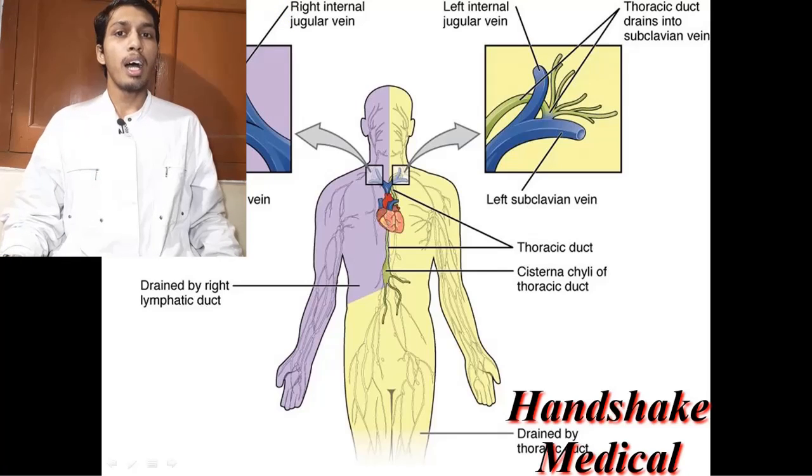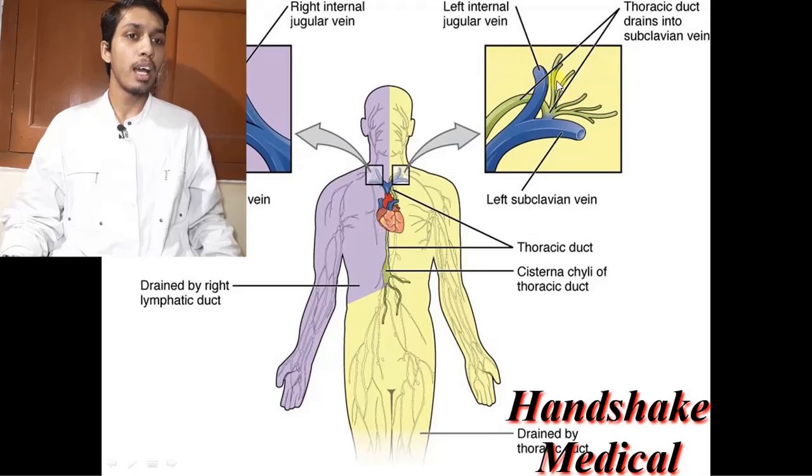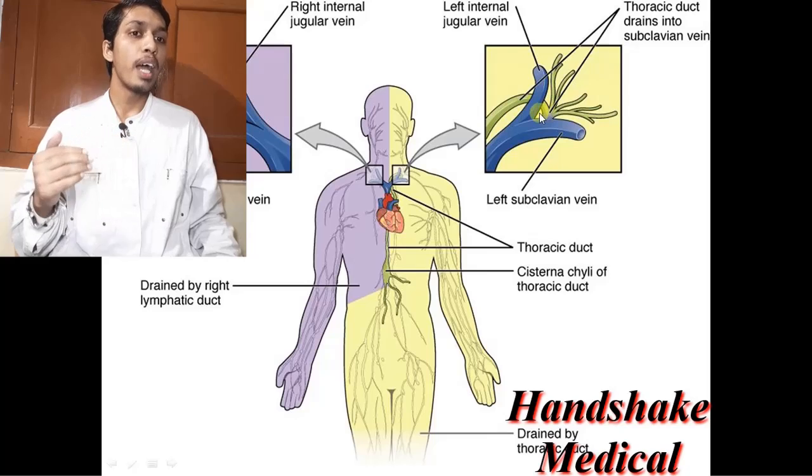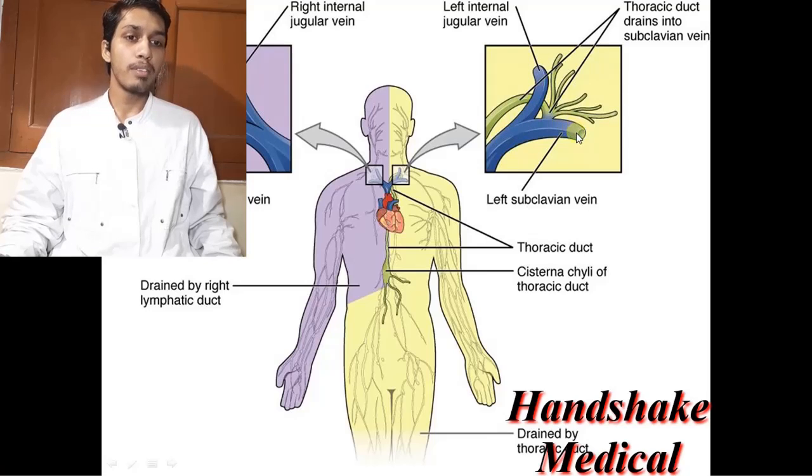Here I want to explain that the right lymphatic duct terminates at the junction of the right internal jugular vein and the right subclavian vein. This is the right lymphatic duct draining or terminating at the union point of the right internal jugular vein and the right subclavian vein, whereas this thoracic duct or the left lymphatic duct is present posterior to the left internal jugular vein and terminates at the union or the junction of the left internal jugular vein and the left subclavian vein.